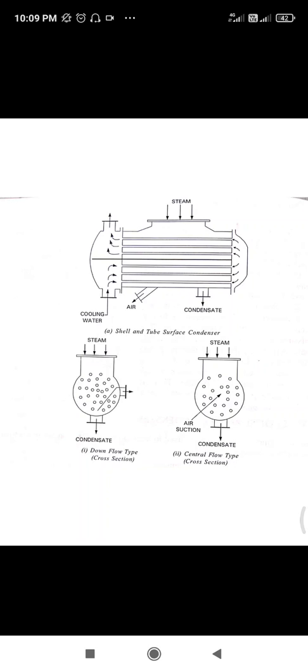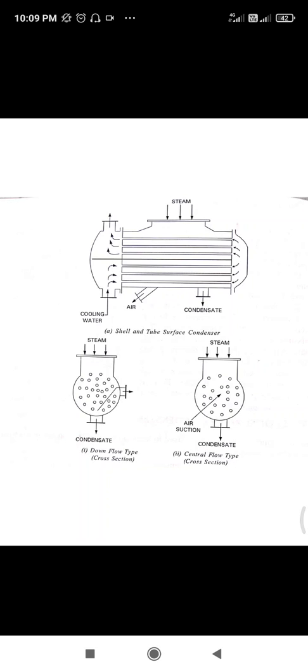And also we have discussed the types of jet condensers. We discussed three types: low level jet condenser, high level jet condenser, and ejector type jet condenser. In the low level type, we discussed two types, that is parallel flow jet condenser and counter flow jet condenser. And also we discussed the high level jet condenser and ejector type jet condenser. Now, the jet condensers are completed, and we will discuss the surface condenser.